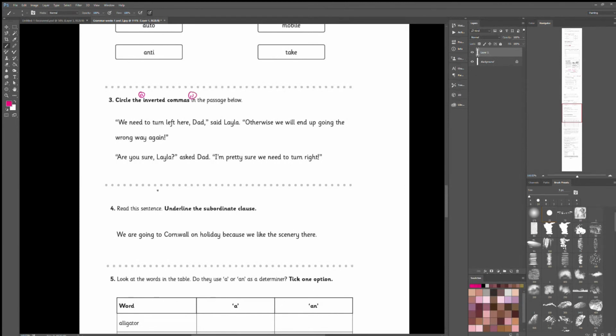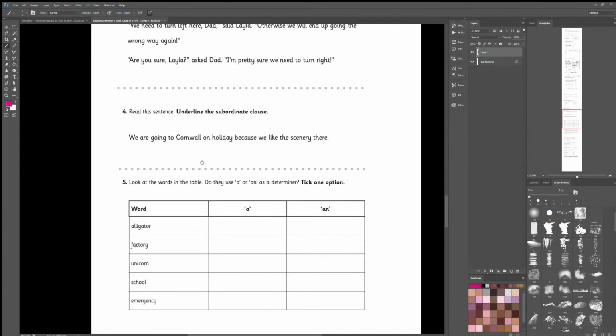Number 4, read this sentence. Underline the subordinate clause. Okay, a subordinate clause is a clause which isn't actually needed in the sentence. It's nice to have it because it tells us something interesting. It gives us more information. But if we took it away, we could still read the sentence and it would still make sense.